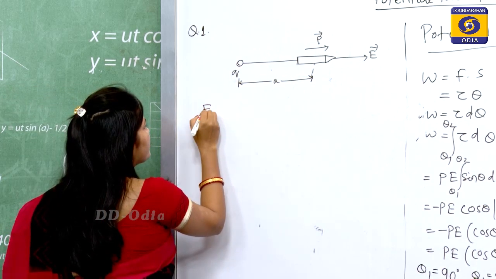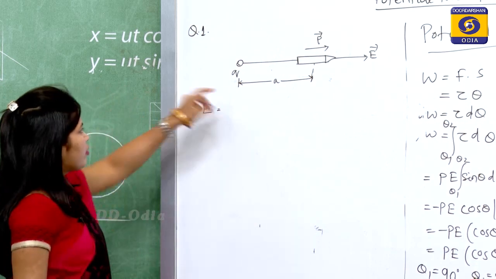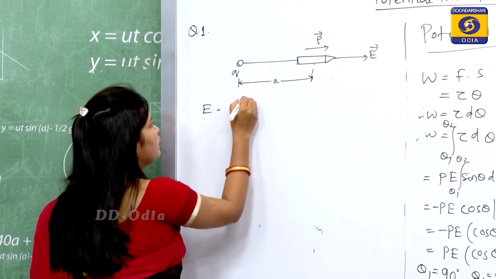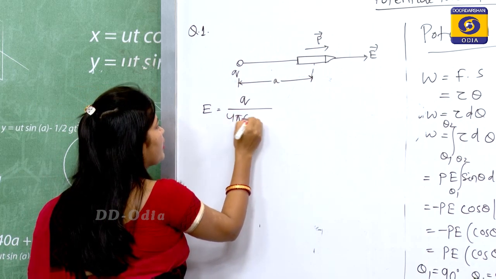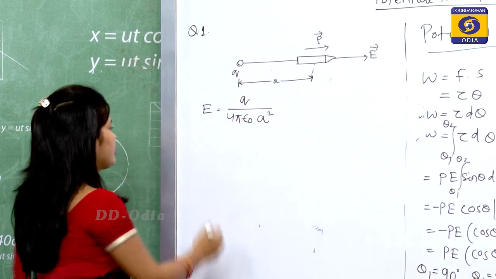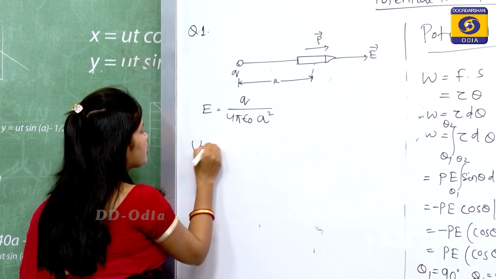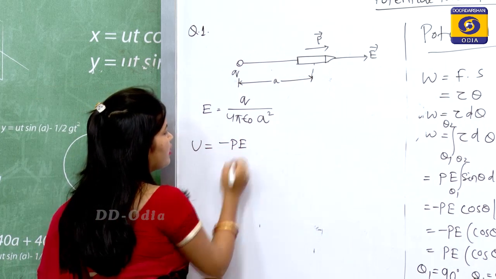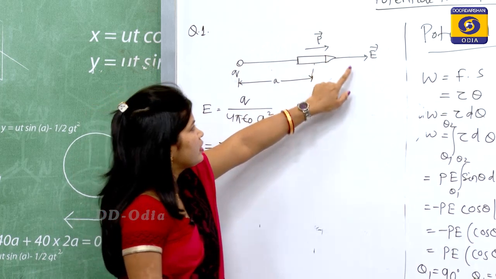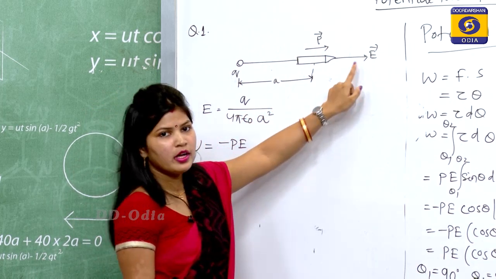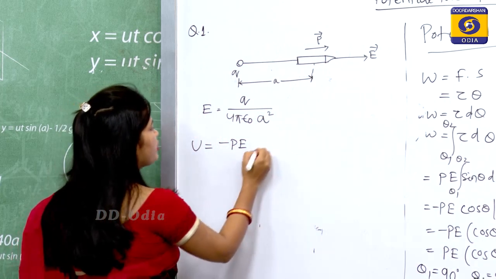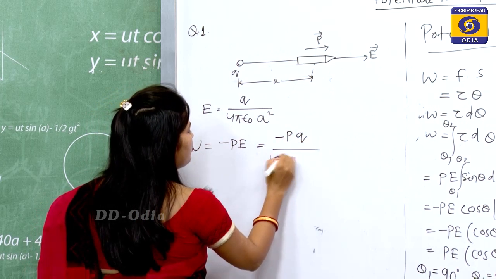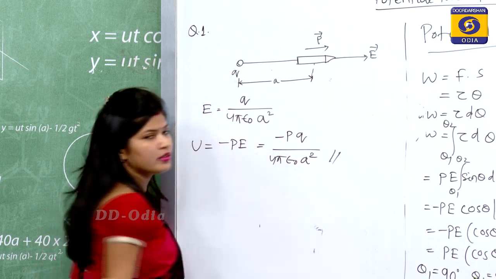What is the electric field? The electric field due to the point charge at the center of the dipole is E equal to q upon 4 pi epsilon naught A square. So the potential energy of the system is minus P E cos theta. The angle is 0 as the dipole moment and electric field are in the same direction, so cos 0 is 1. Thus U is minus P E, which is equal to minus P q upon 4 pi epsilon naught A square. This is the answer.